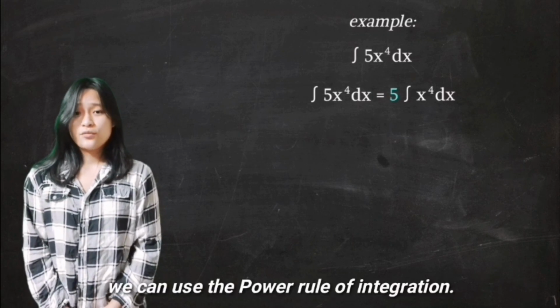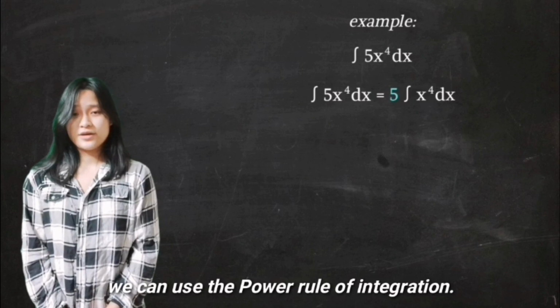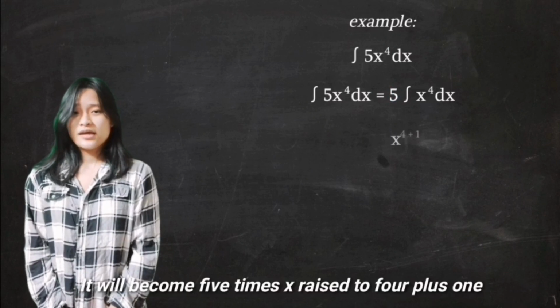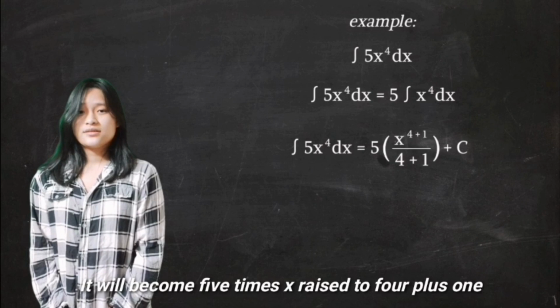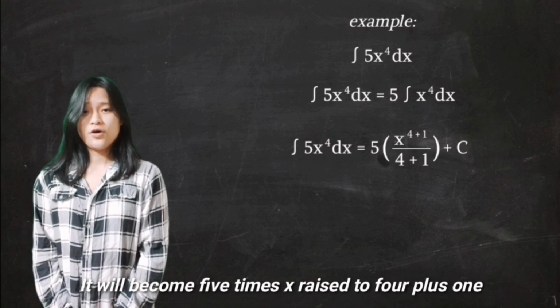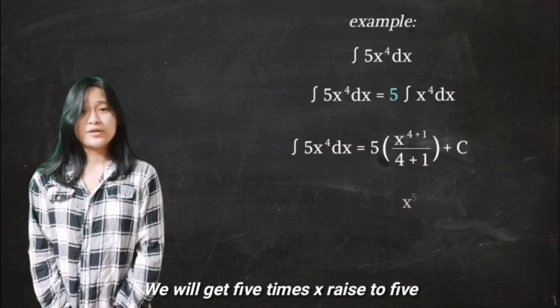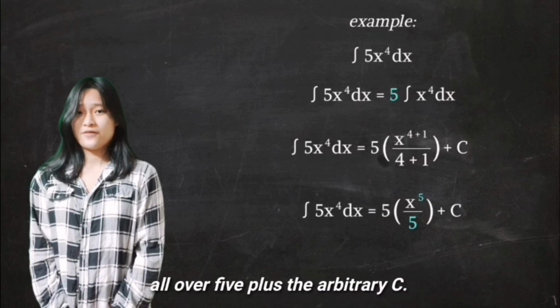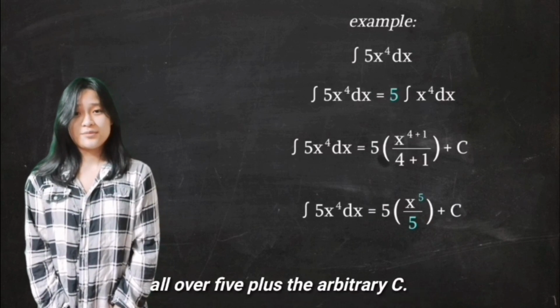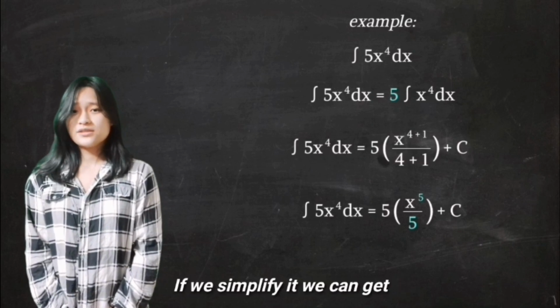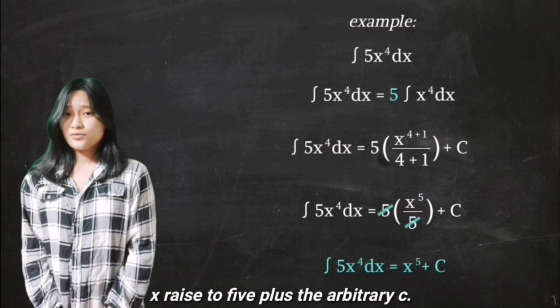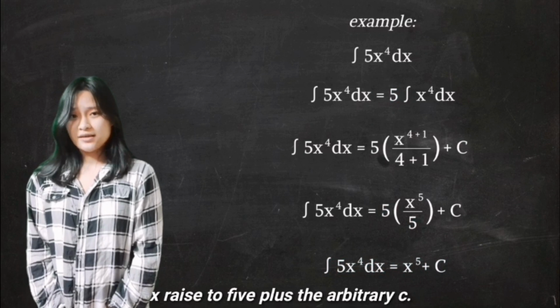In this case, we can use the power rule of integration. It will become 5 times x raised to 4 plus 1 all over 4 plus 1 plus the arbitrary c. We will get 5 times x raised to 5 all over 5 plus the arbitrary c. If we simplify it, we can get x raised to 5 plus the arbitrary c.